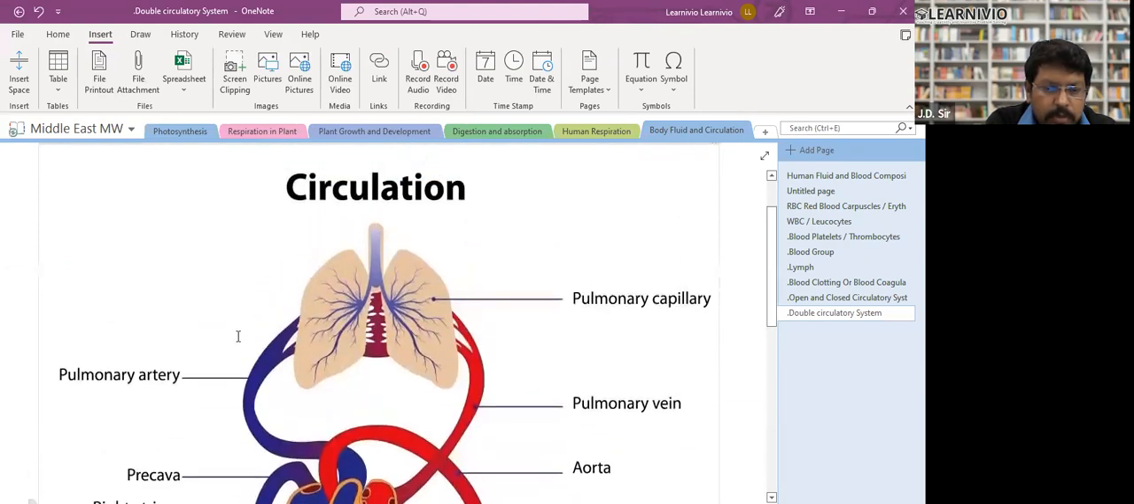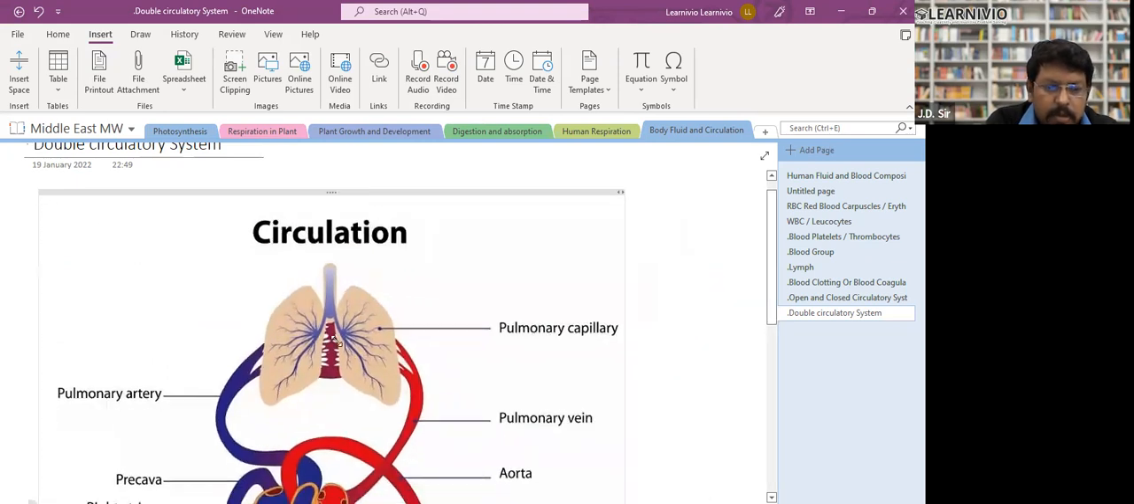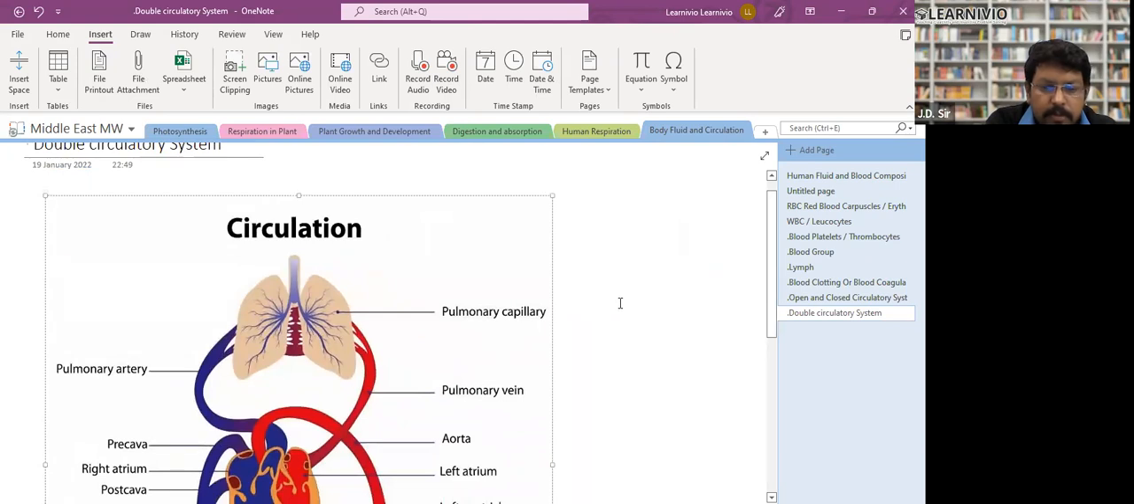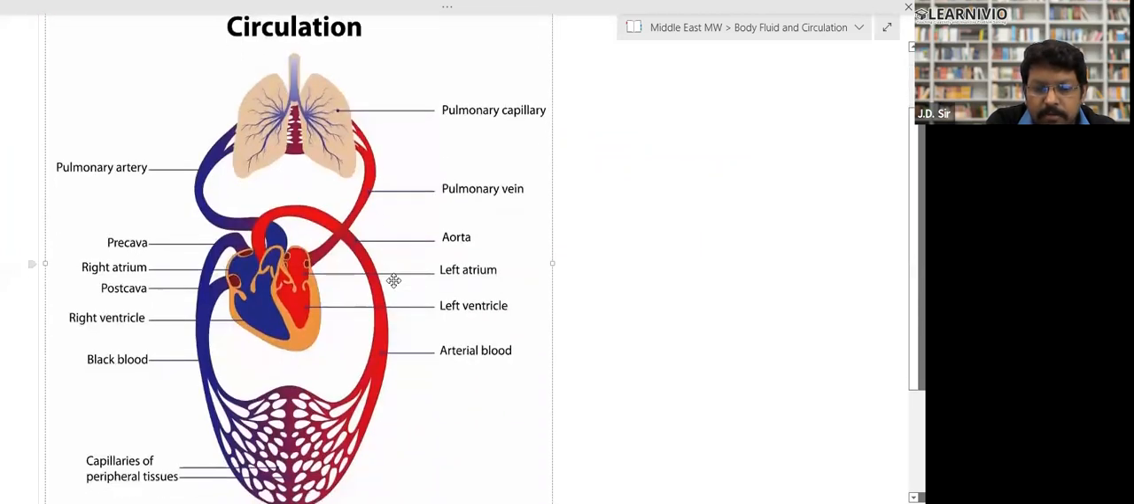Look, this is the double circulatory system. In the double circulatory system, the blood takes two circles of the heart. Look, what is that? There are four chambers.